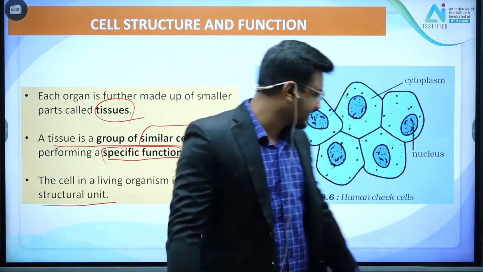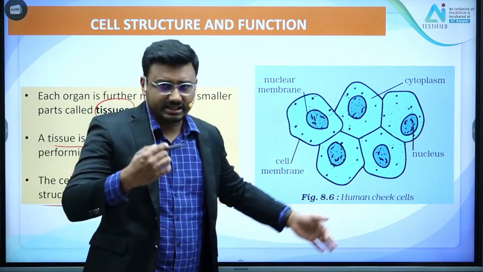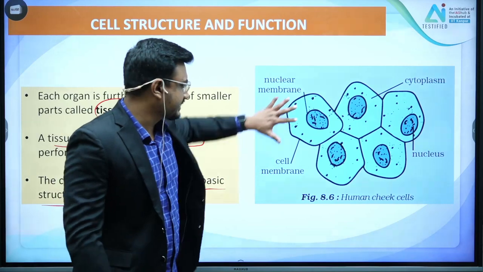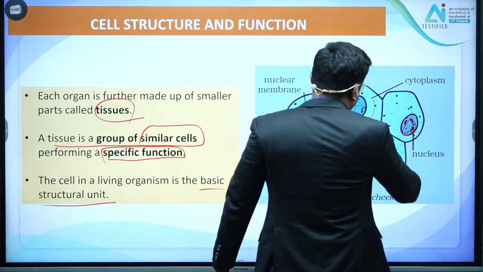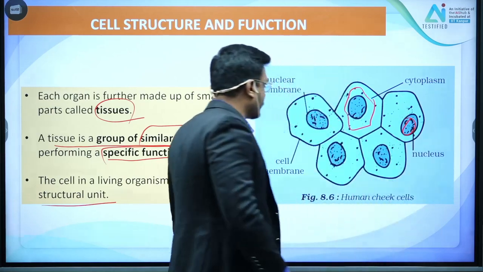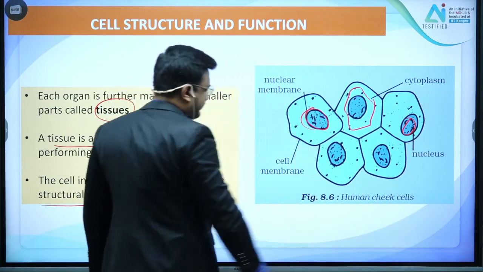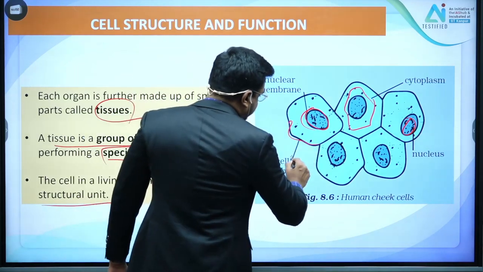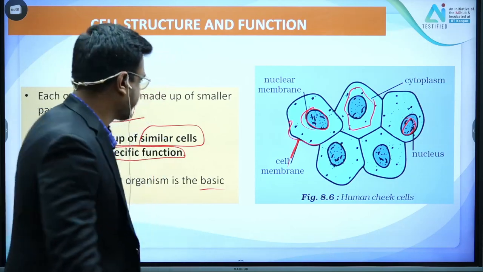Now here we can see the diagram of the human cheek cells. These cells are present in our cheek. Here it is labeled: we have the nucleus, the central part. The liquid part that we have here is the cytoplasm. The nucleus is surrounded by the nuclear membrane, and here we can see the cell membrane on the outside. Now let's move on to the next slide.